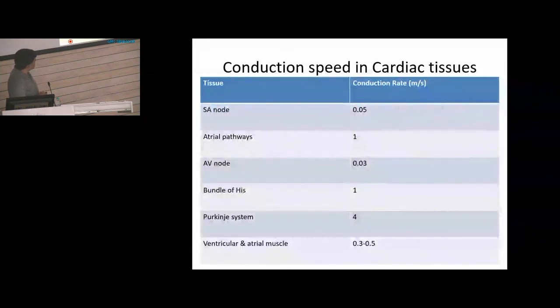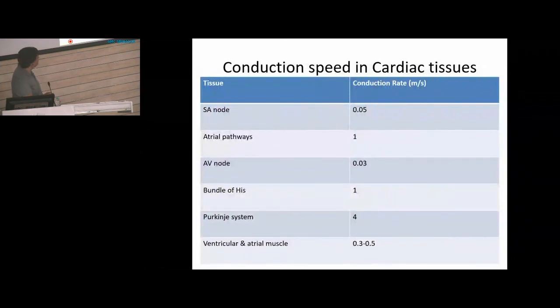Bundle of His 1, Purkinje system 4, and ventricular and atrial muscles, that is 99% of the muscle mass, from 0.3 to 0.5. These are the conduction velocities of different components of conduction system. So fastest is Purkinje, slowest is AV nodal cells. Okay? This is the rate of conduction.